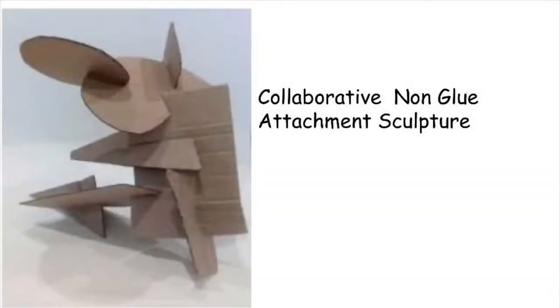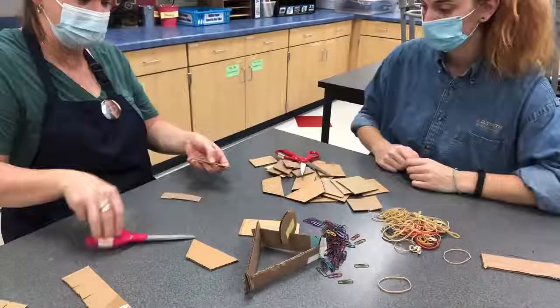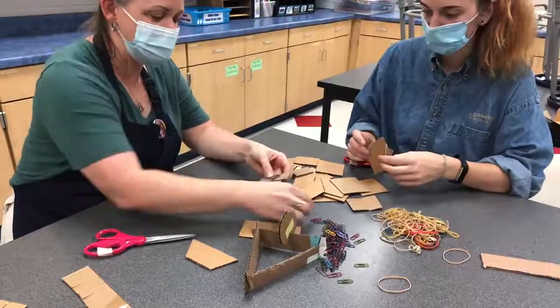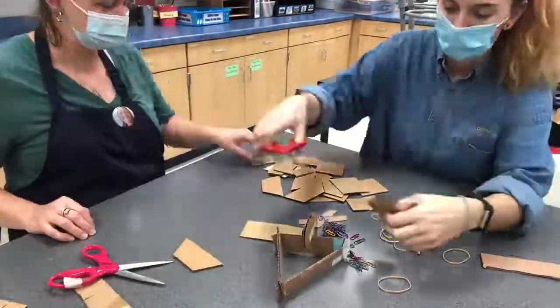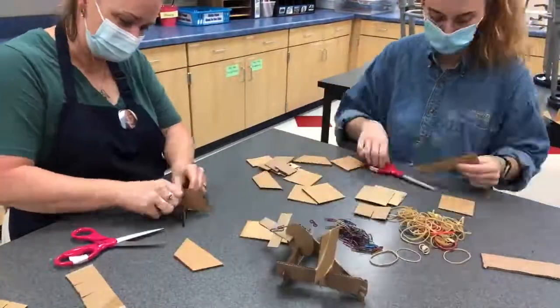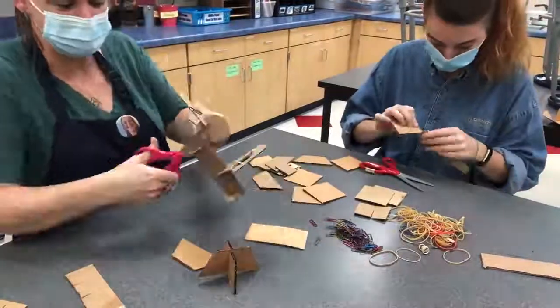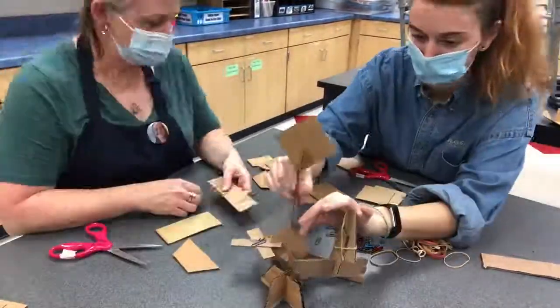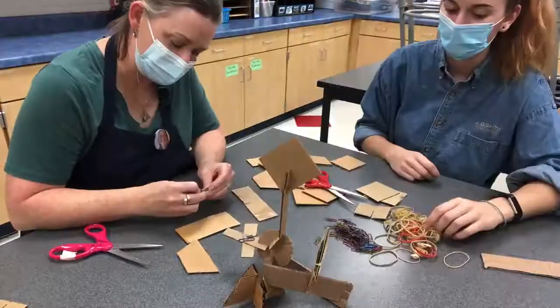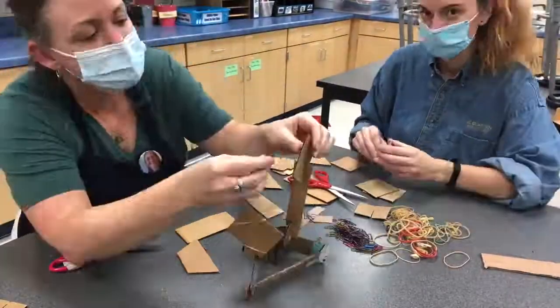Collaborative non-glue attachment sculpture. Here you can see me and Mrs. Cutterly working together to make a non-glue attachment sculpture. We talked about the height, width, and depth of it while we were working. We used rubber bands and paper clips as well as making slits in the cardboard so it could hold together.